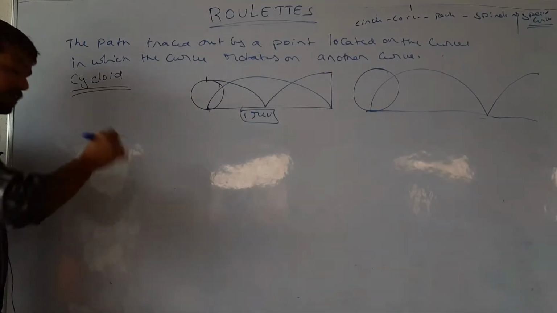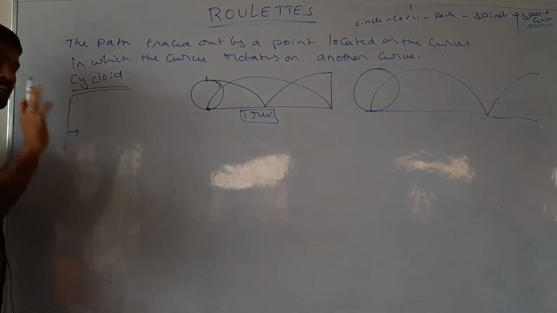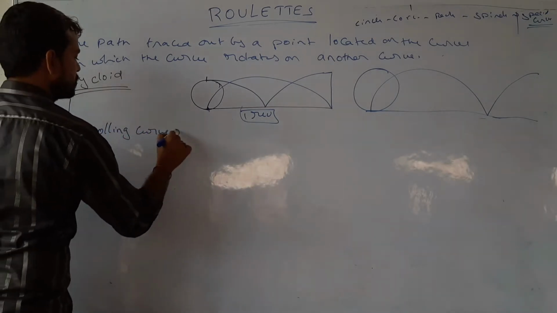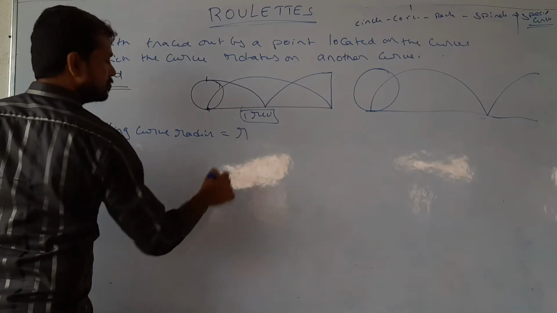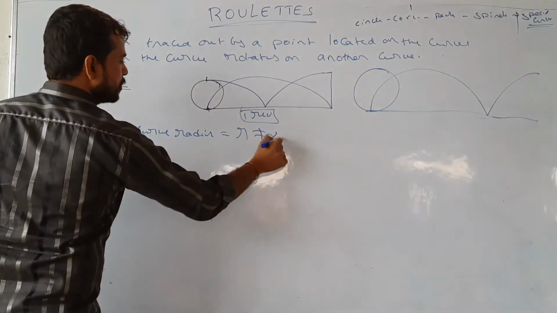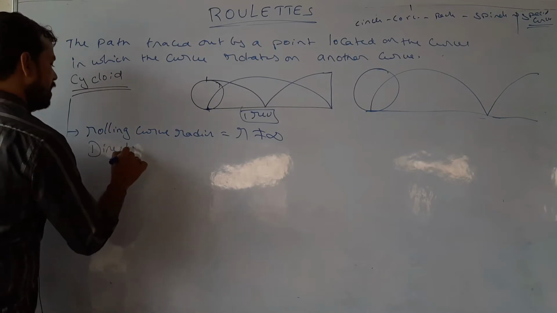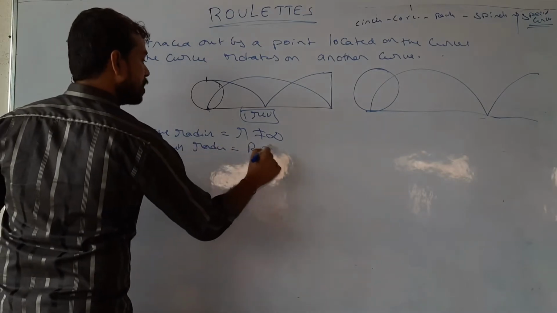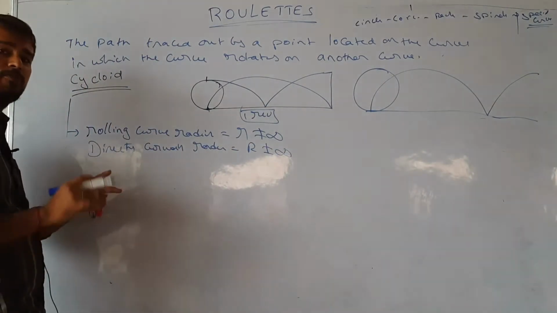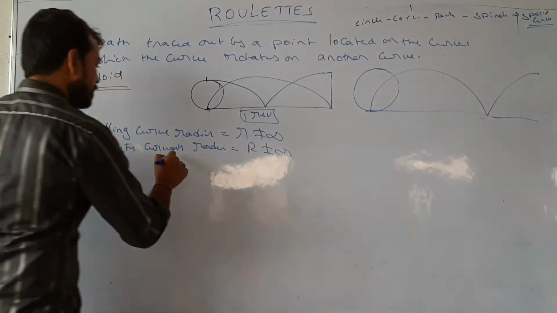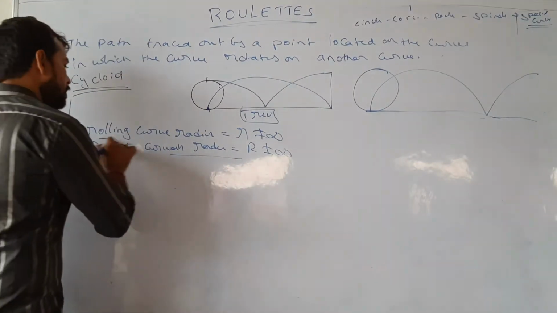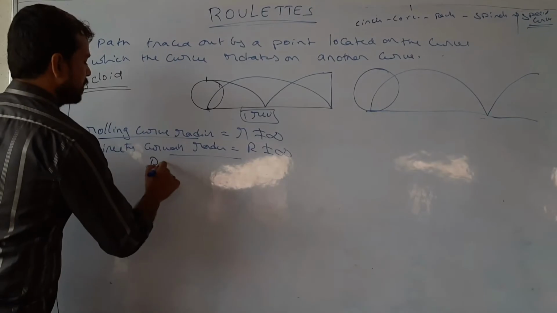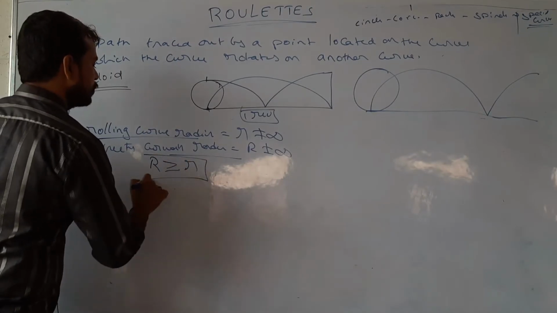In cycloid, if both are circles, that means rolling curve radius is equal to r, which is not equal to infinity, and the dissecting curvature radius, capital R, is also not equal to infinity. That means both are finite. Both are finite means both will be circles, but the dissecting circle will be a fixed one and the rolling circle will be a moving one. So the dissecting circle should be greater than or equal to the rolling circle.